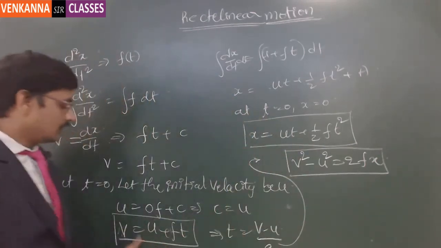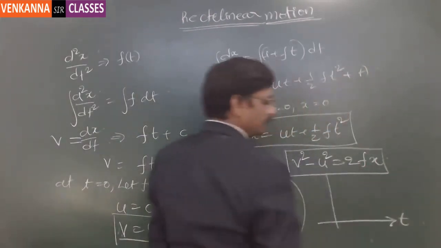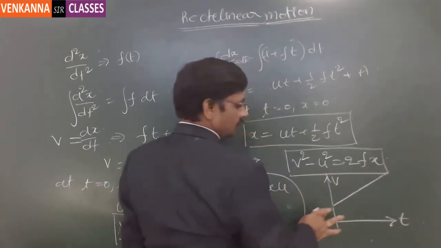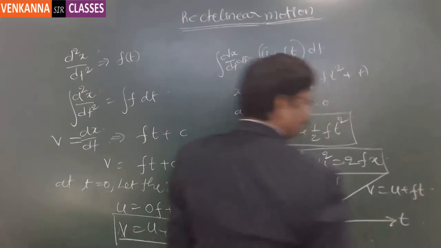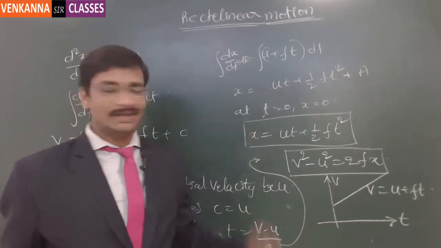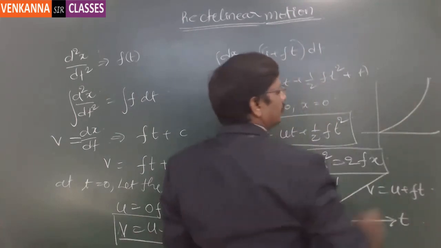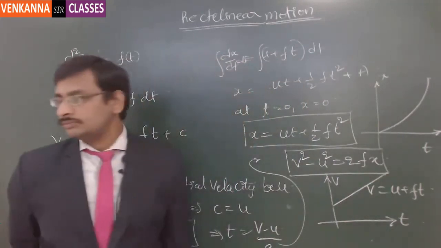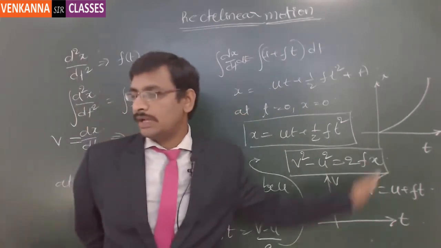Now if you notice, this is nothing but the equation of a straight line. At any instant of time, this is the velocity v and this is the time t. This is the relation between v and t, the graph of velocity versus time. Now if you try to draw the graph of x and t, this is going to be a parabola. This is how you are going to get it. Got it? So first you note this down. We are going to analyze these graphs further.